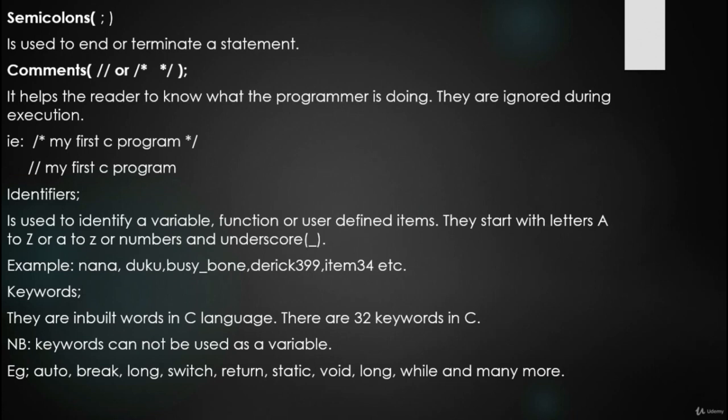We also have keywords. Keywords are inbuilt words in the C language. There are 32 keywords in C. Remember, keywords cannot be used as a variable. For instance, we have keywords like auto, break, long, switch, return, static, void, while, and many more. The user cannot use any of these keywords as a variable. We'll learn about variables later.